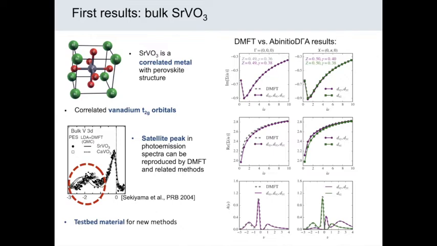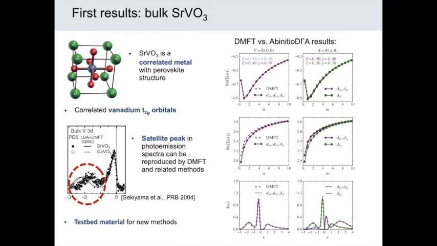So as you can see, there is not much difference between DMFT and ab-initio-DΓA. In the real part of the self-energy, one can see some shift. But yeah, from a physical point of view, this is not very exciting, right? So it was more to test the method.